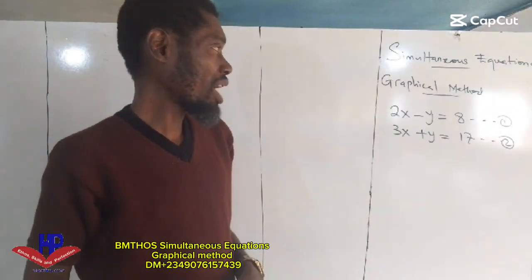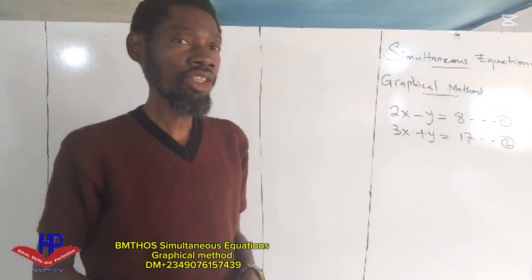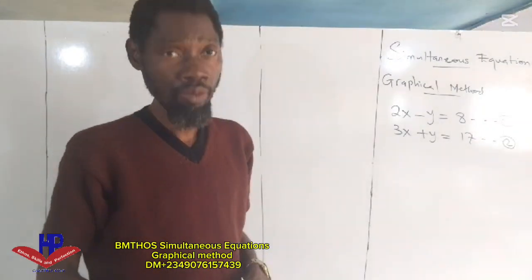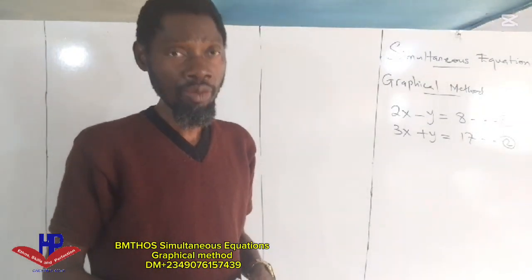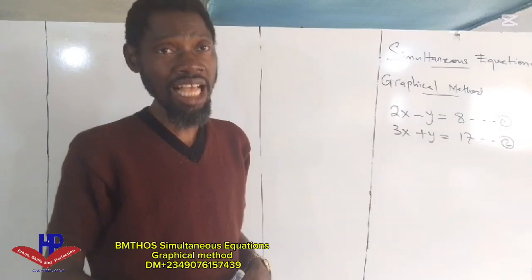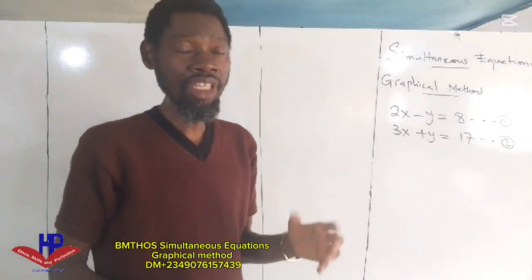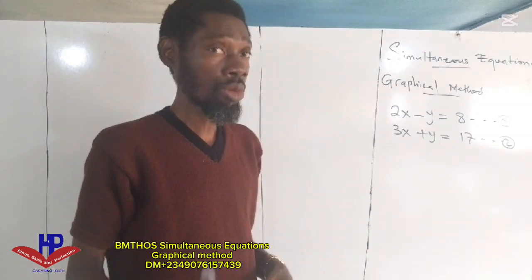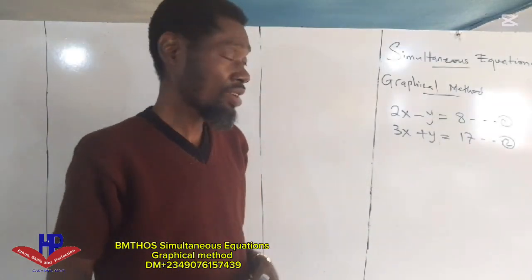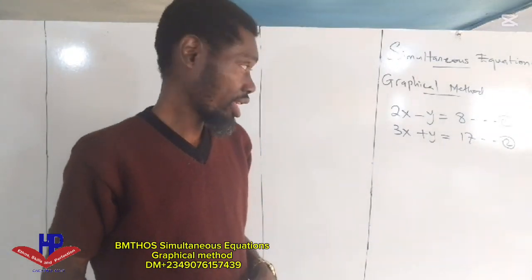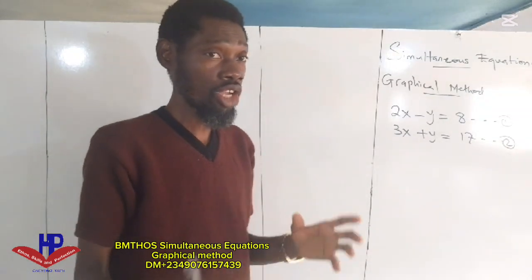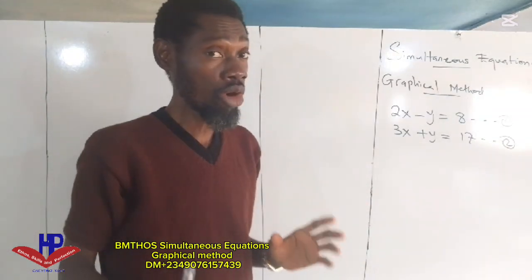Okay, welcome back to another section of simultaneous equation. We want to look at the graphical method. Remember, in the previous class, we've dealt with elimination method, substitution method, and elimination substitution method. So let's look at the graphical method today. In this method, I'll quickly give us a short form of dealing with it without much stress.